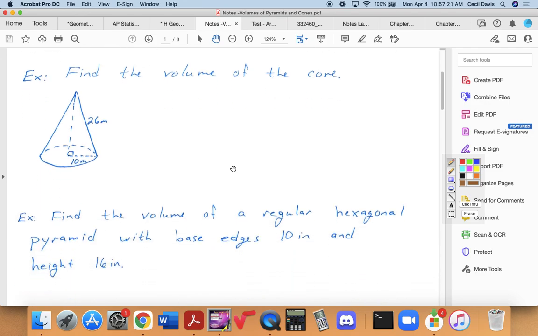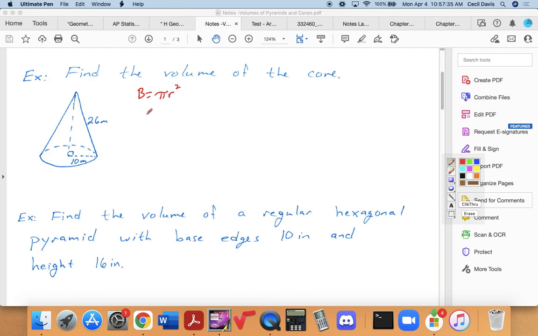So let's start with this one. Let's find the volume of the cone. I still start this by working with the base. The area of the base is going to be pi times the radius squared. So that's pi times 10 squared, which is 100 pi. Then the volume is 1/3 of the area of the base times the height.